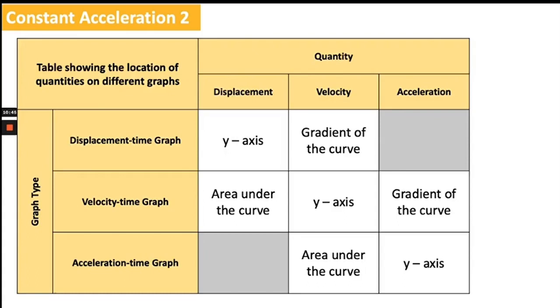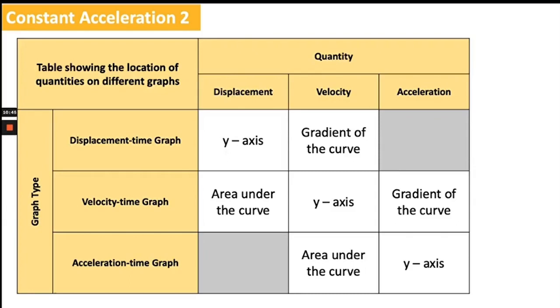Now, on a displacement time graph, your displacement was the y-axis. That makes sense. The velocity was the rate of change of displacement according to time. So the velocity was the gradient. In our velocity time graph, the y-axis was the velocity, the gradient is the rate of change of velocity according to time, and that is called the acceleration. So the acceleration was the gradient, velocity was the y-axis, and the displacement, as we've just seen, is the area underneath the curve.